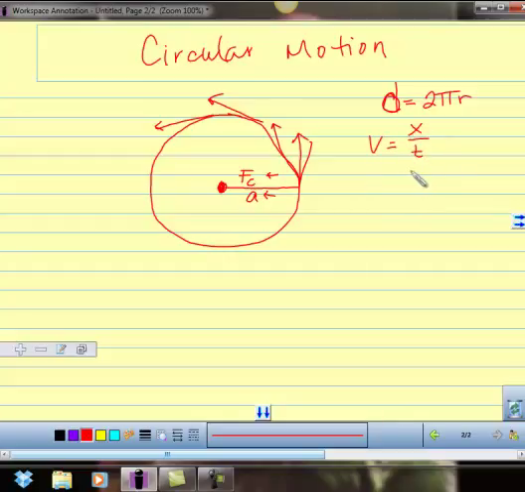So in a circle, it does have time, but the time is something we call a period. Period is categorized by the capital letter T, and it is measured in seconds. The period is the amount of time it takes to complete one revolution.